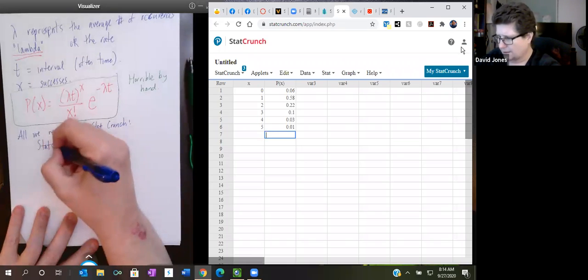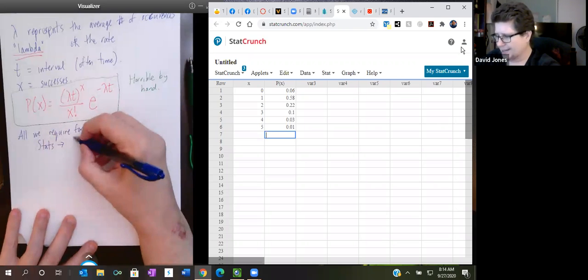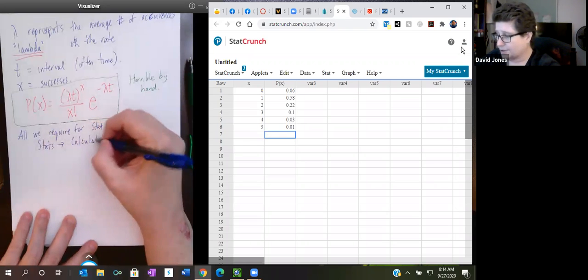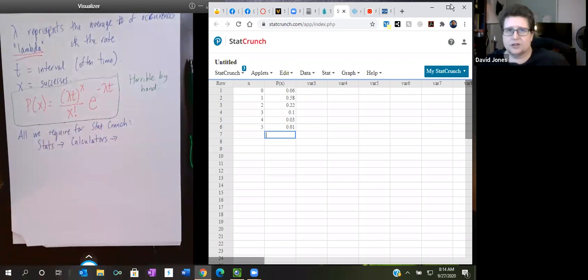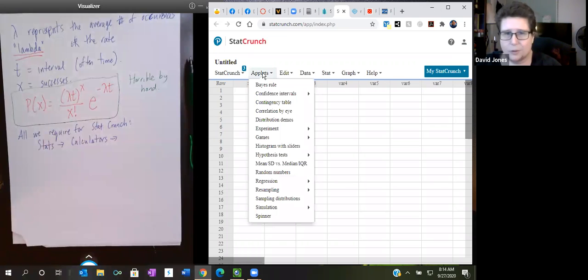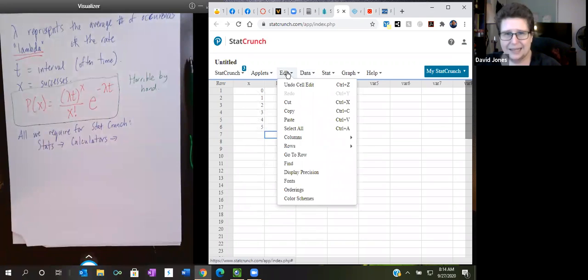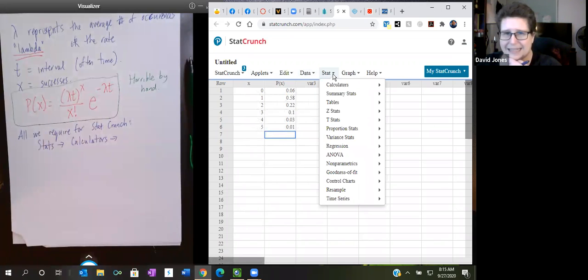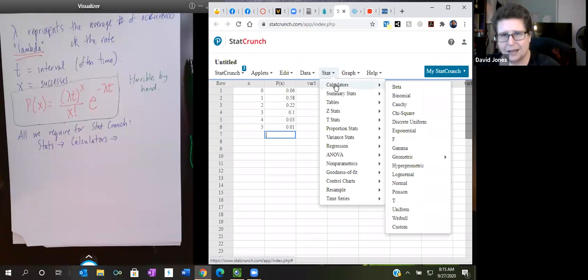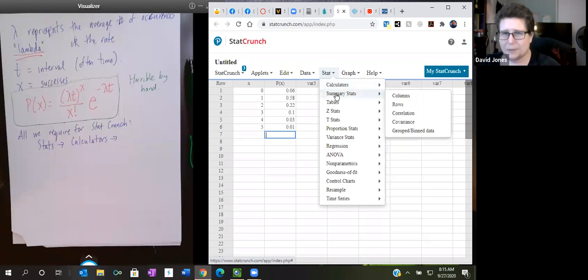Well, we're in the distribution section and we're doing calculators, so we're going to go to Stats, Calculators. If you're not even sure if it's there, if you know it's a Poisson, just look through the drop-down menus until you see Poisson. Applets, we haven't done anything with applets really. Edit is editing the thing. Data is arranging data and stuff like that. We do a lot in Stats and Graphs. I don't see Poisson here, so I'll go to the first one down. Calculators, I see Poisson.